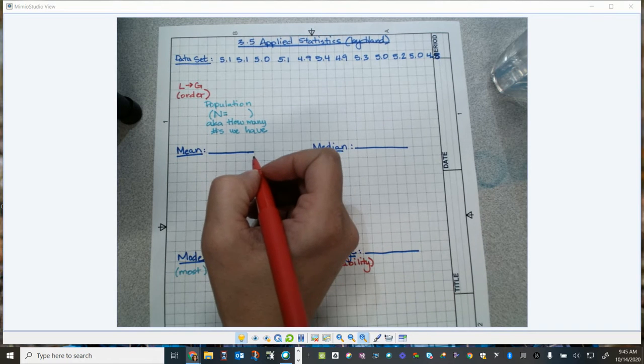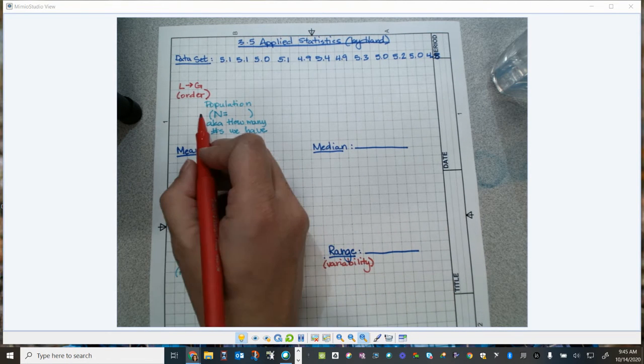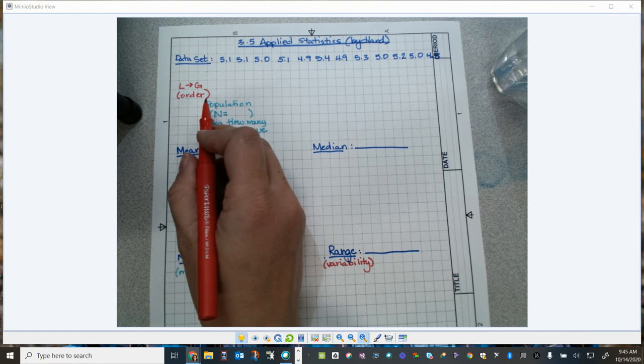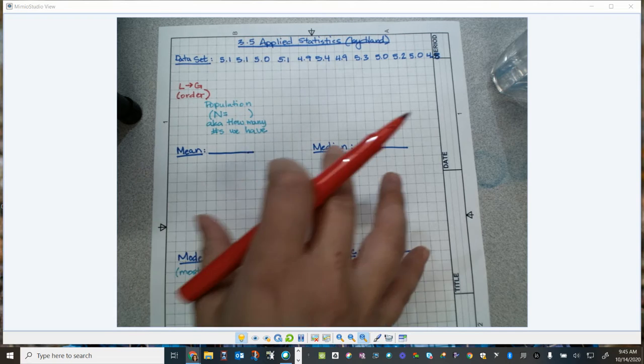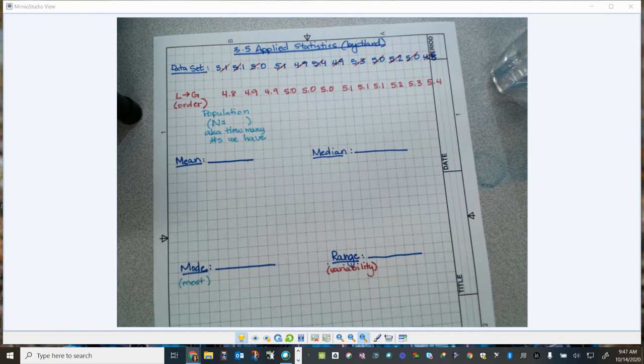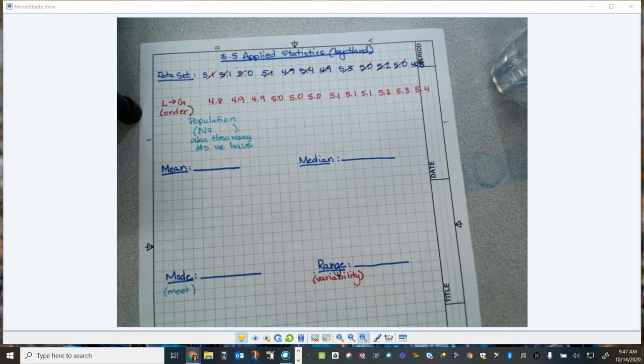The very first thing that we always want to do is to order our data from least to greatest. We do that so that we can find our median a little bit easier. Go ahead and pause the video and order everything in order from least to greatest. Okay, so I have ordered my digits from least to greatest. This is really helpful for me to figure out exactly what it is that I'm calculating for my mean, median, mode, and range.